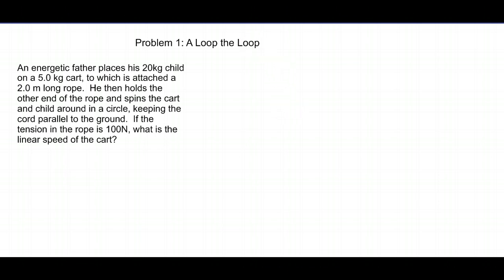So if we can imagine what's going on physically here, we have this circular path, and we have the father right in the middle here. Dad is right here, and dad is attached to a string, and the child is right out here. The child is traveling in some sort of loop going around this way, and we know that this distance here is 2 meters, and we know that the total mass of the child and the cart over here is 25 kilograms, and we also know that the tension here is equal to 100 newtons.